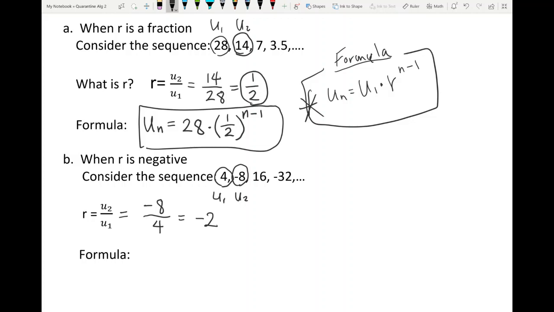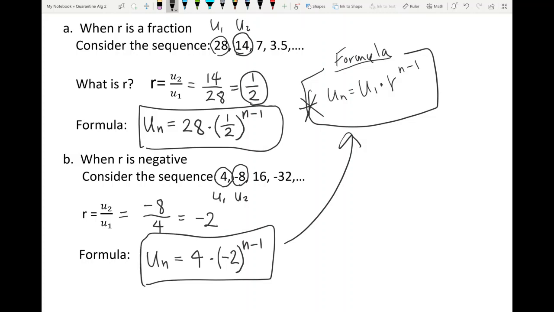So if I ask you to find the full formula, U sub n equals, again, here's the formula, U1, what's U1? It's 4 times, let's put in parentheses because it's a negative number, -2 to the n minus 1. This will be the formula for this sequence.